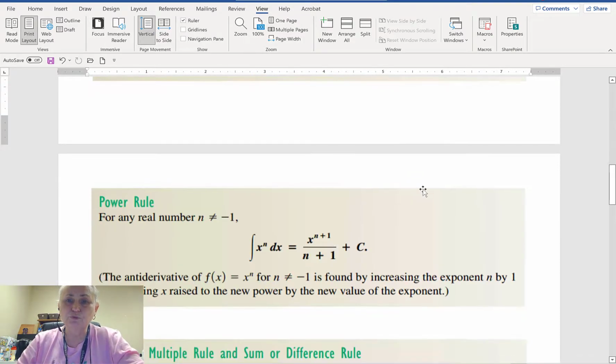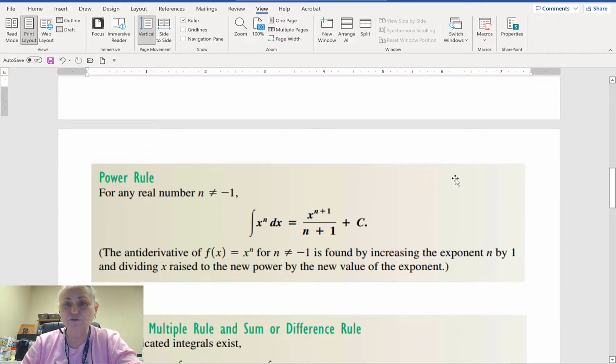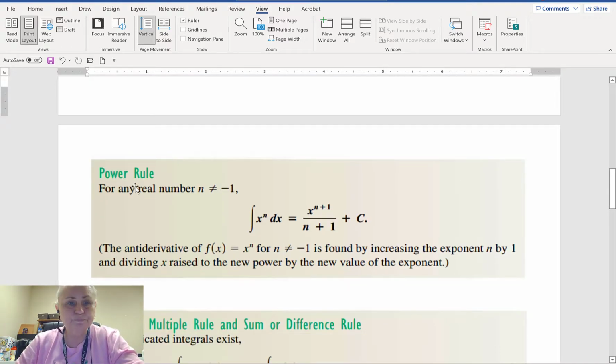Now, some of the rules for taking antiderivatives. Remember, we're going backwards to find a function whose derivative was taken. That's called the antiderivative or the integral. So here's the power rule. Remember, when you take the derivative of a power, you multiply by the power and you subtract 1.